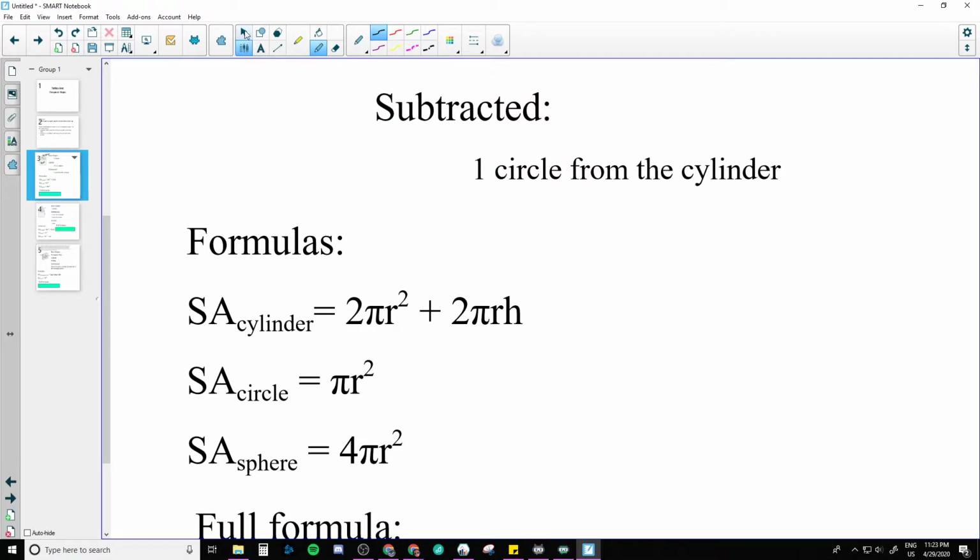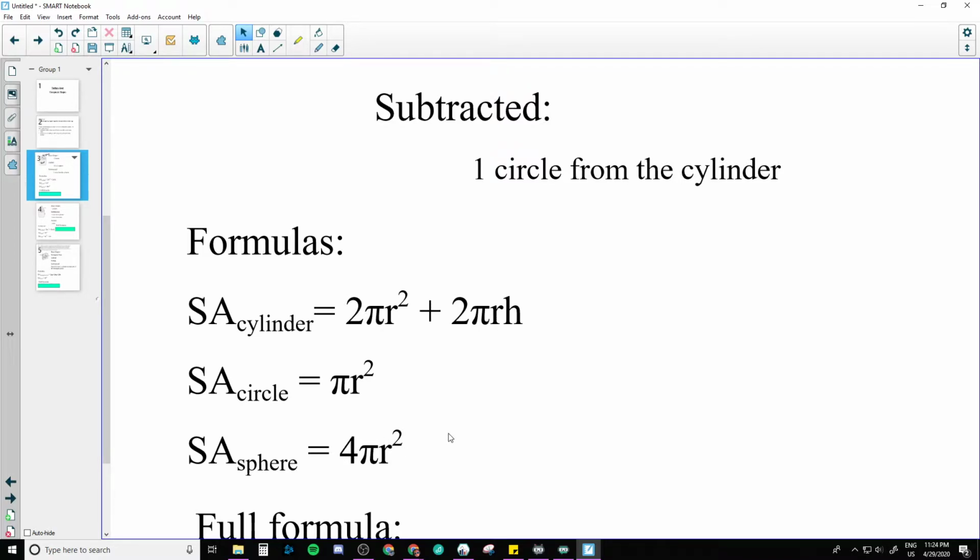So the surface area of a cylinder is 2 pi r squared, this represents the two circles, plus 2 pi r h. This is the exterior ring of the cylinder. And the surface area of one circle is pi r squared. So pi r squared for one circle. And then the surface area of a whole sphere is 4 pi r squared.